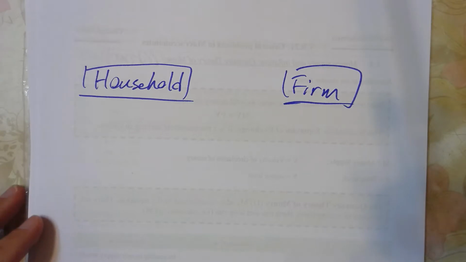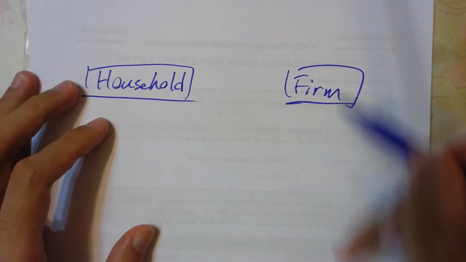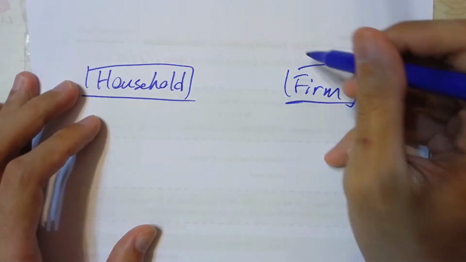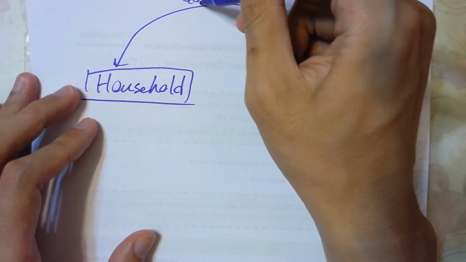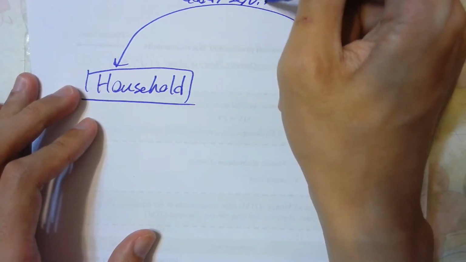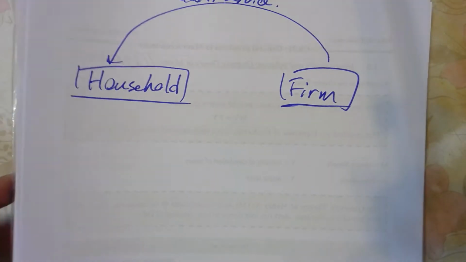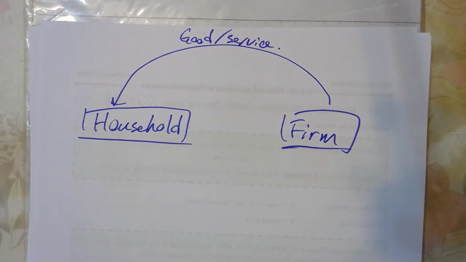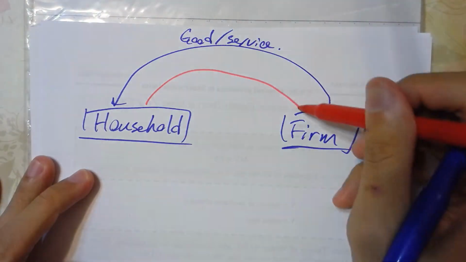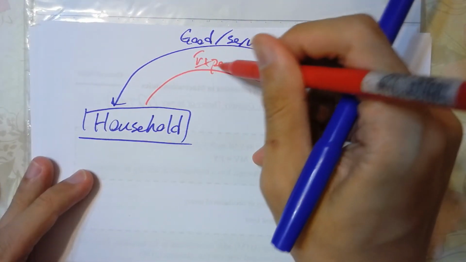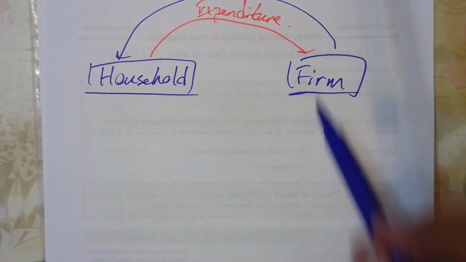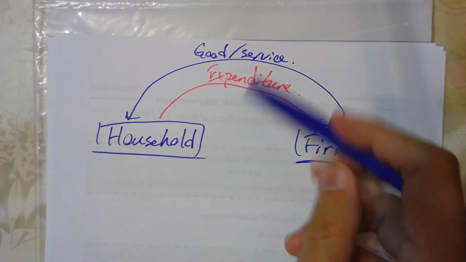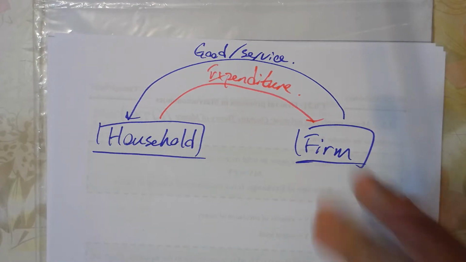Now remember, there are some exchanges between them. For example, here, a firm will give something to household. We call it goods and services. Right? Give them goods and services. Now, in turn, household would pay for them. We call this the so-called expenditure. Right?